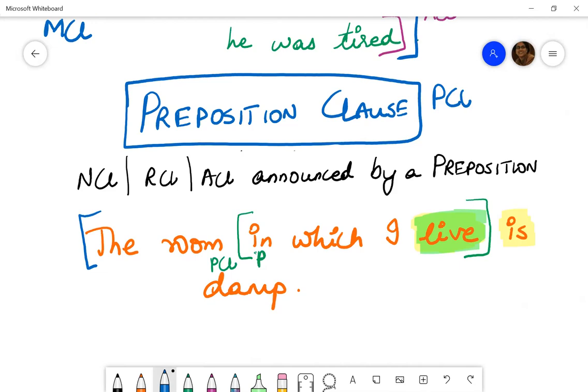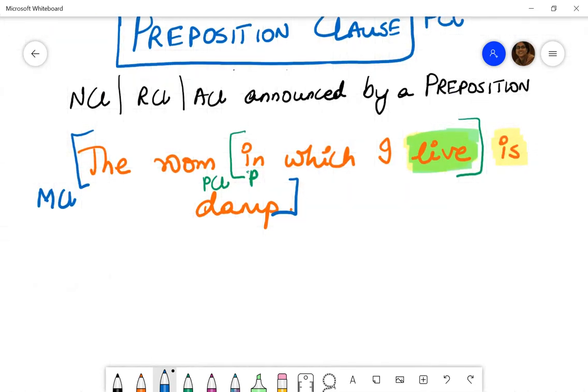And the entire sentence is an MCL. Okay, does this make sense to you? Because it is announced by a preposition, it will be a prepositional clause. And you have to understand when it is a preposition, when it is an adverb, when it is a conjunction, etc. So that is why the parts of speech were very important.